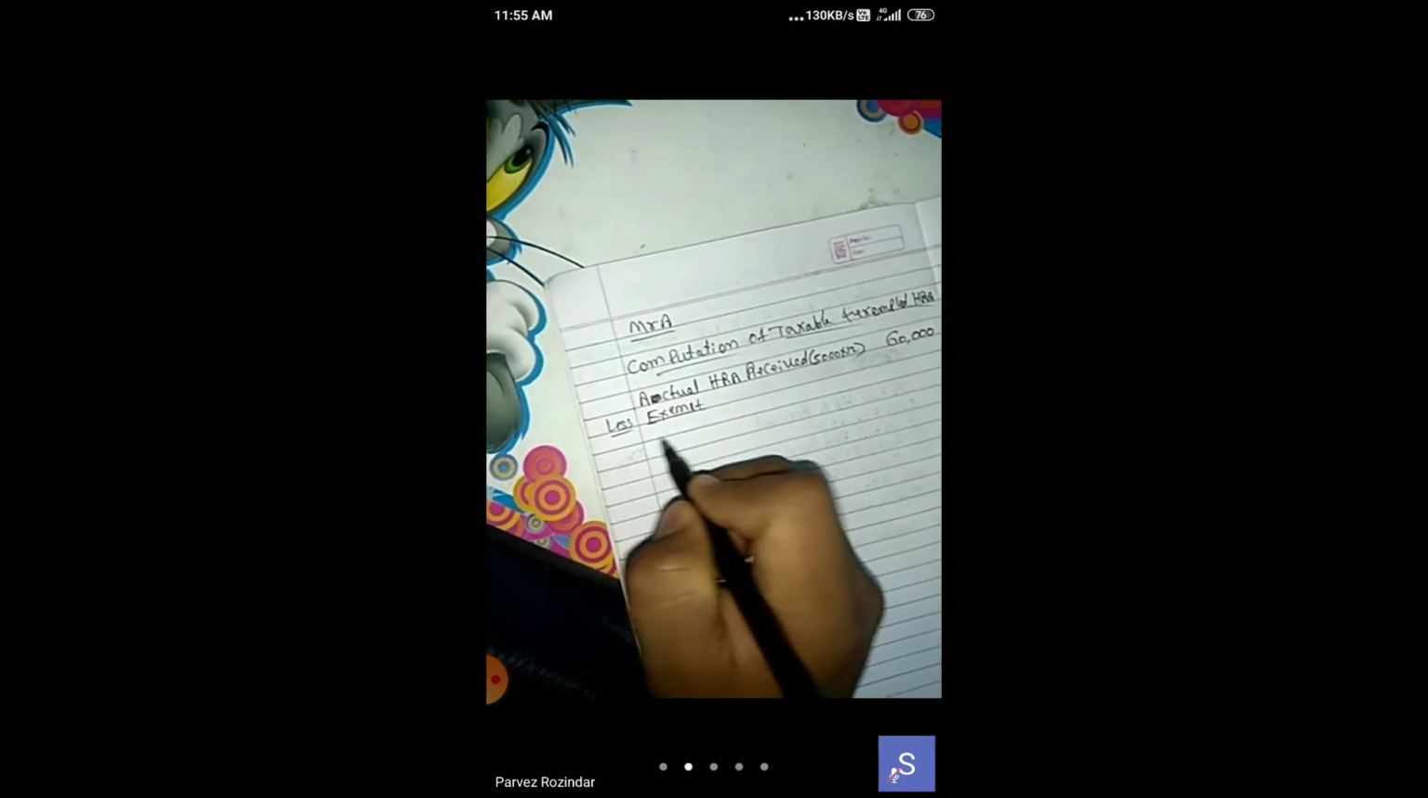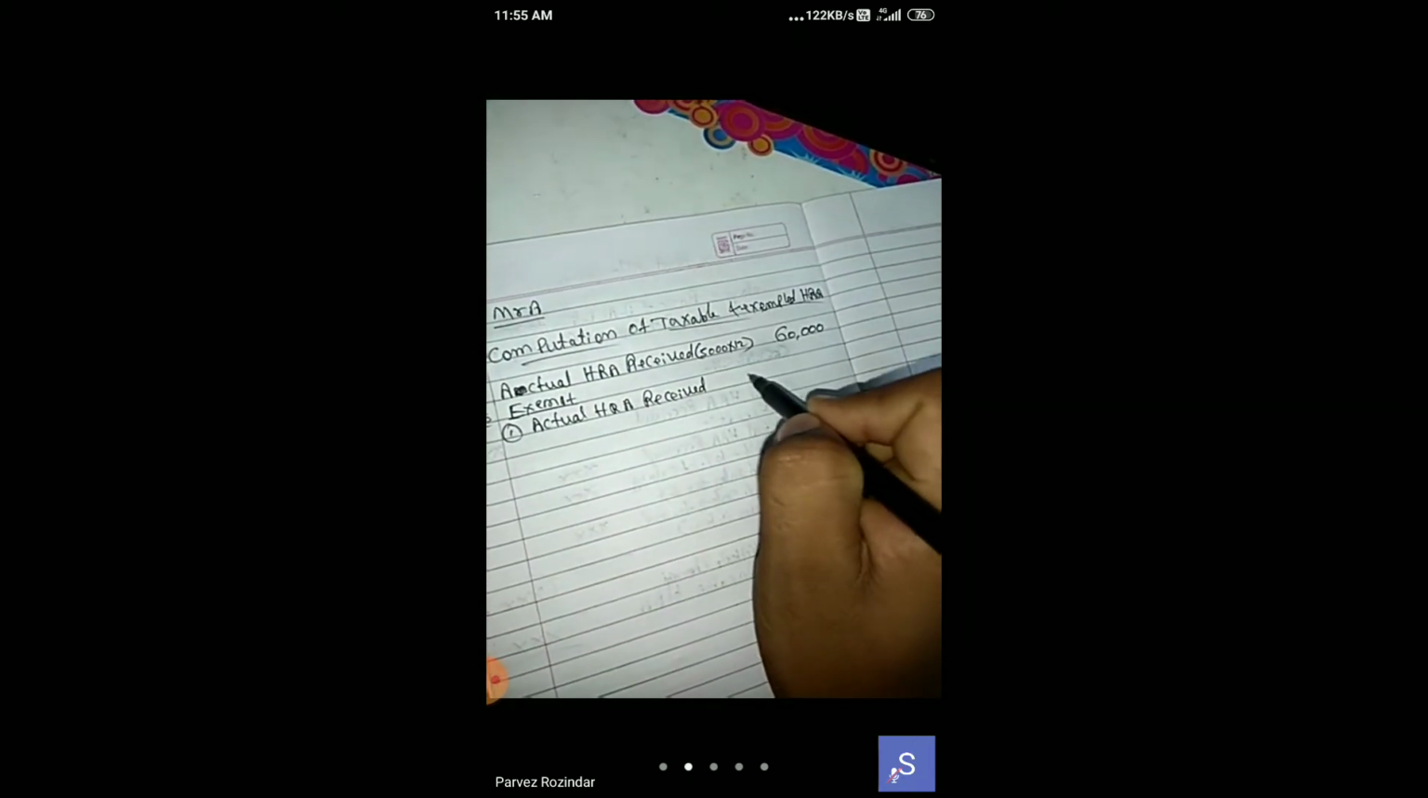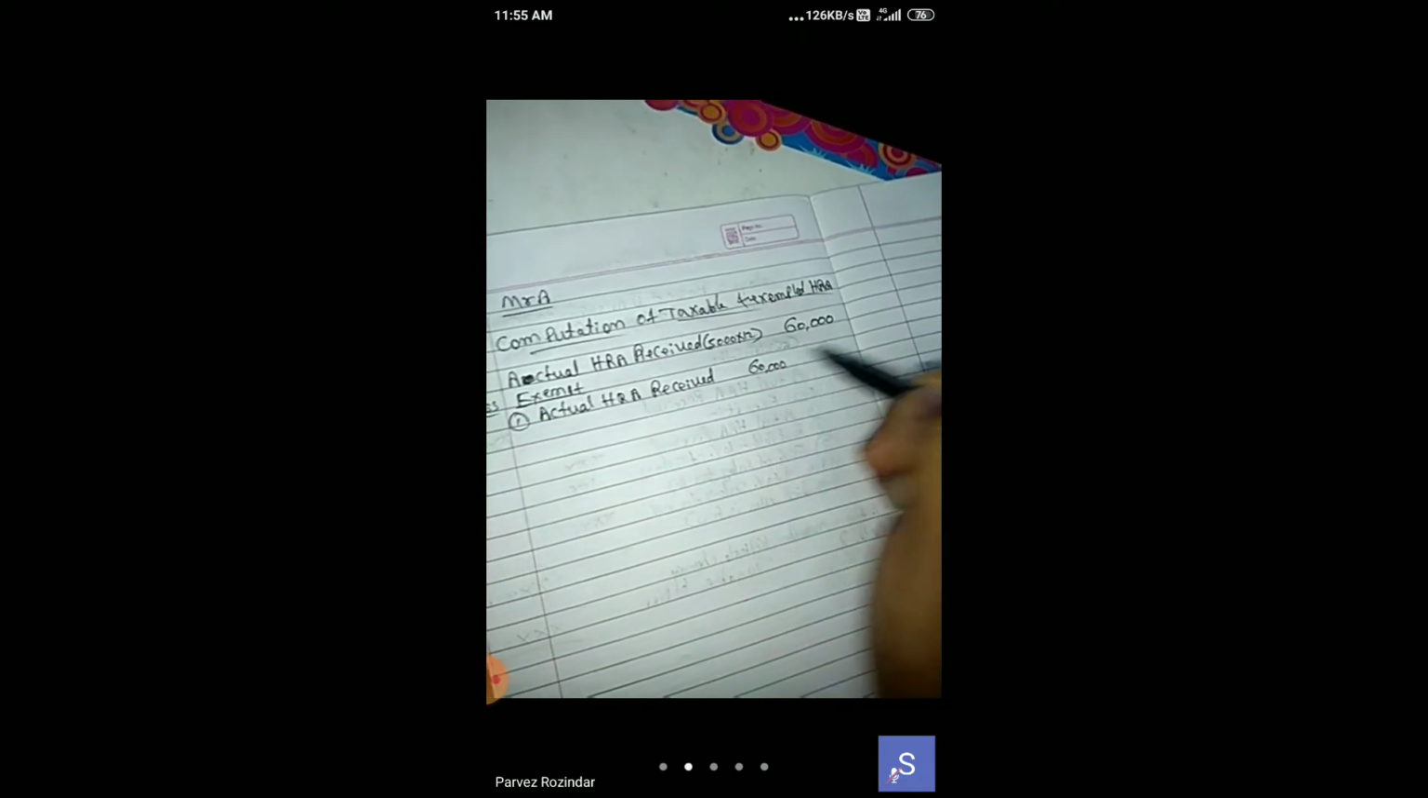So under that, number 1, actual HRA received. How much is the actual HRA received? 60,000. The same amount is the actual HRA received. Number 2, rent paid minus 10% of the salary.